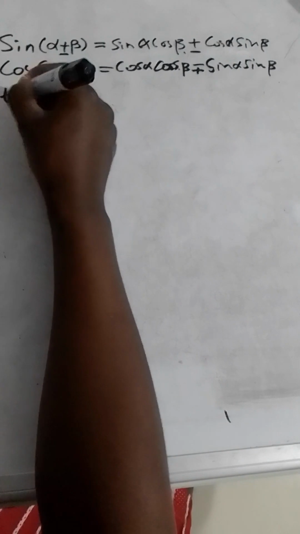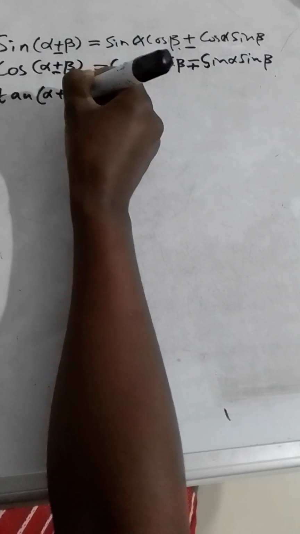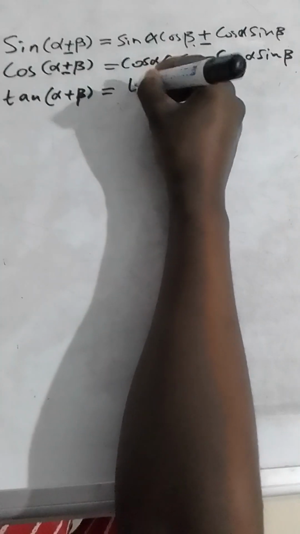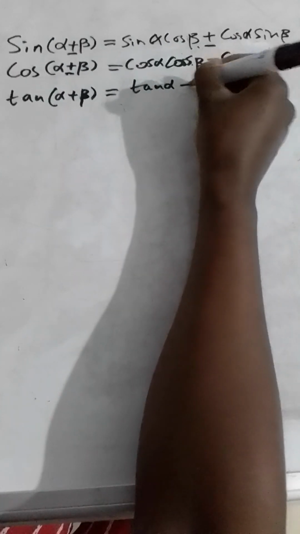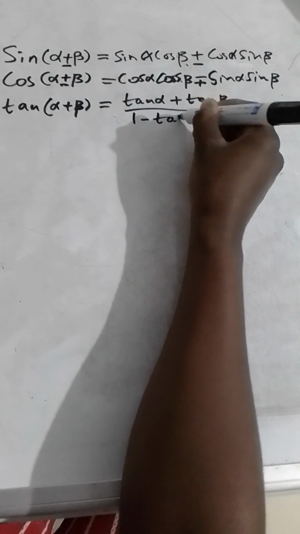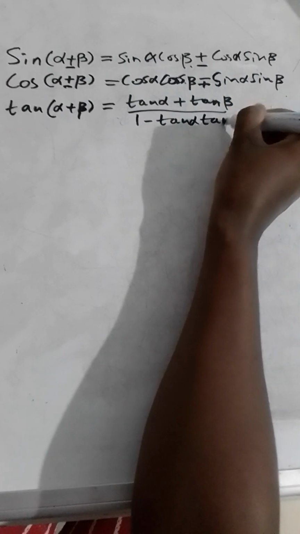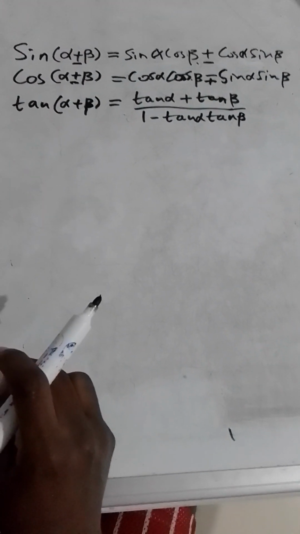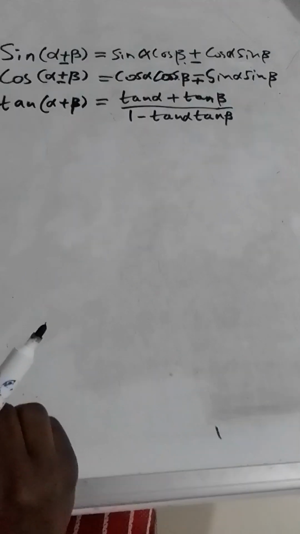And then the last one, which is tan of alpha plus beta. This one involves only the tan ratios. And it is what? Tan of alpha plus tan of beta, right? All over 1 minus tan of alpha times tan of beta. And to remember it is that it's tan plus tan over 1 minus tan.